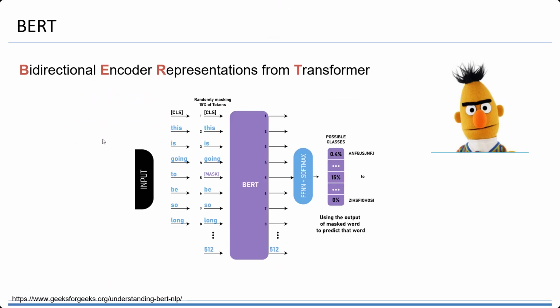So let's learn about one of the pre-trained models, which is BERT. BERT is always represented by people with this icon. This is a character, Bert from Sesame Street, and the name is similar to BERT. BERT means bidirectional encoder representations from transformer.